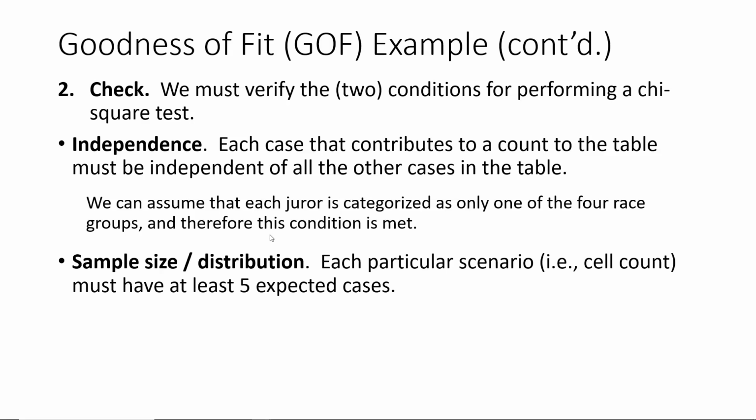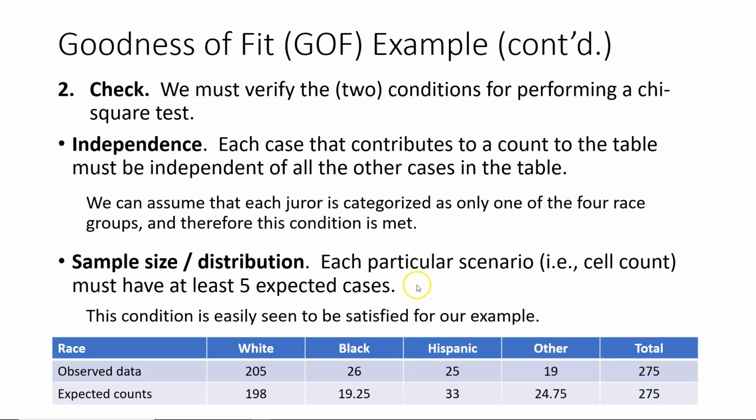The second condition is the sample size or distribution condition. Each particular scenario, that is, cell count, must have at least 5 expected cases. Well, when we take a look at the table that we created as part of our prepare step and we look at the expected counts, we see that they are all much greater than or equal to 5. And so therefore, the sample size distribution condition is easily satisfied in this case.